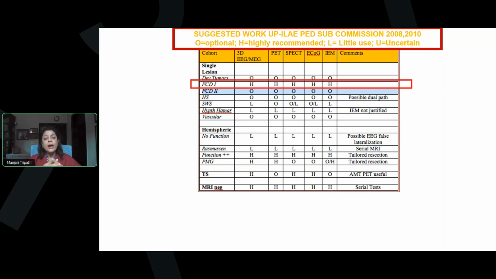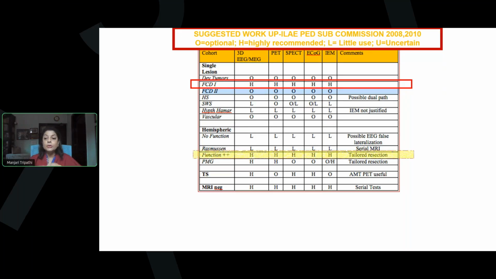But wherever you have subtle lesions, like focal cortical dysplasia type 1, and you're not able to make out the margins of the lesion, you really don't know where the lesion is encroaching, it is highly advisable or highly recommended to do it. You would want to do electrical source mapping by high density EEG. You would want to do an ictal SPECT, a PET, and of course sometimes even an invasive monitoring.